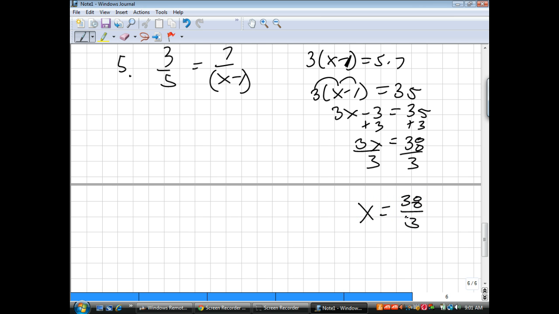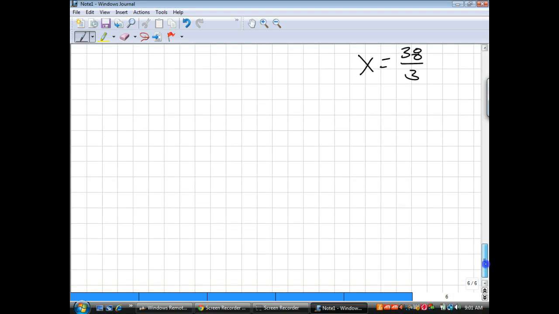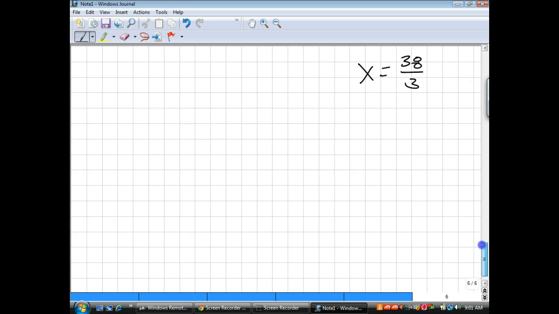The other thing I forgot to mention is that when you write a ratio, you always want to put your answer in lowest terms. And let's do one more example.